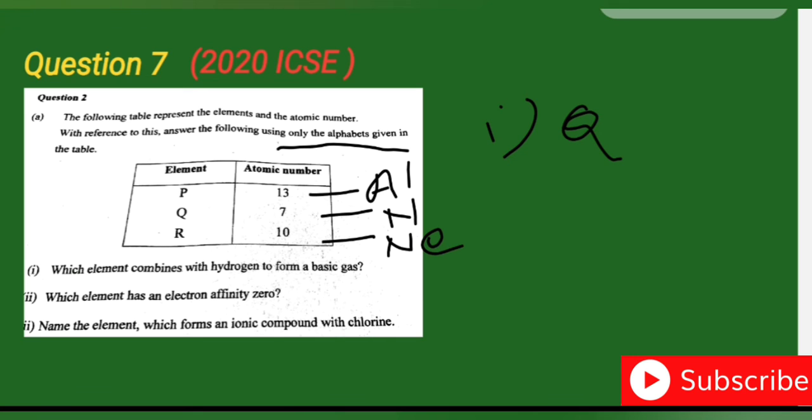Which element has an electron affinity of 0? Electron affinity 0 means it is neon, means R. Name the element which forms an ionic compound with chlorine. It is aluminium. So the answer is your P.